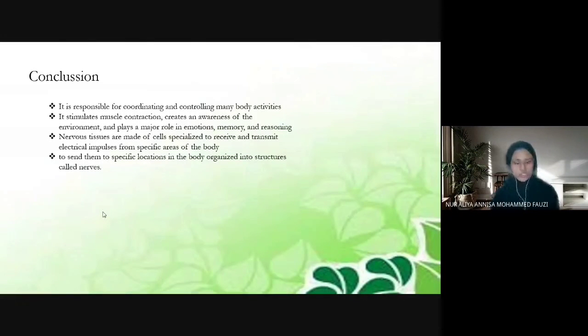So the conclusion for the tissue is that it is responsible for coordinating and controlling many body activities. It stimulates muscle contraction, creates an awareness of the environment, and plays a major role in emotion, memory, and reasoning. Nervous tissue is made of cells specialized to receive and transmit electrical impulses from specific areas of the body, and also to send them to specific locations in the body, organized into structures called nerves.